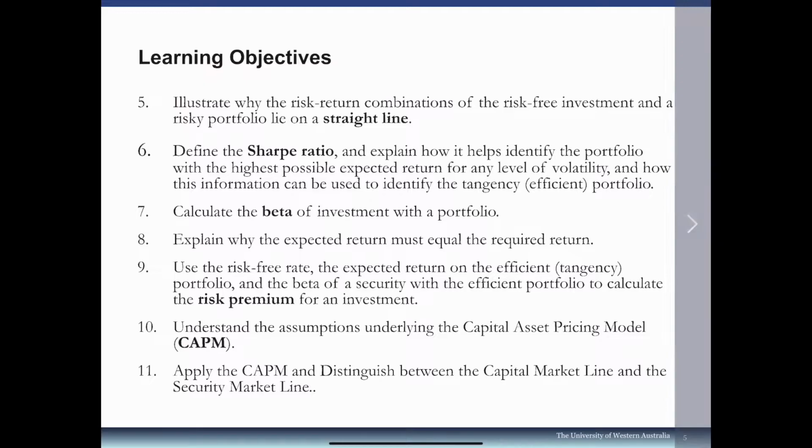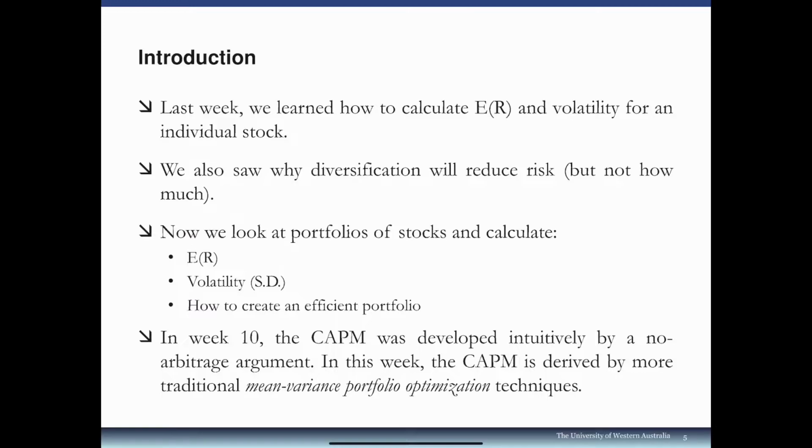All right, so last week we learned how to calculate expected return and volatility for an individual stock. We learned how to calculate that when we know the distribution, using a formula to calculate expected value and variance, and the square root of variance is volatility. We also learned how to calculate the mean return and standard deviation based on past observations. But that's done in the framework of an individual stock. We also showed that diversification will reduce risk, but we're not sure how much it will reduce risk. We know diversification can get rid of unsystematic risk or firm-specific risk. And now we're looking at portfolios of stocks, and we want to calculate the expected return and volatility of the portfolio, and then we show how to create an efficient portfolio.